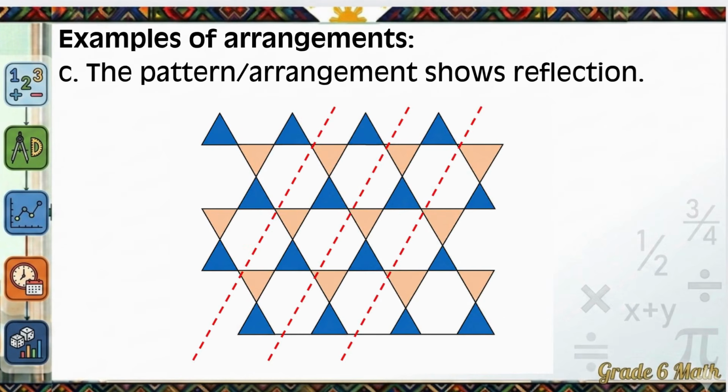Alright class, let's study this diagram. What is shown in the picture? The image shows a pattern made of triangles arranged neatly in rows. Some triangles are blue, some are light orange, all are connected in a repeating design. Across the pattern, there are red dashed diagonal lines.